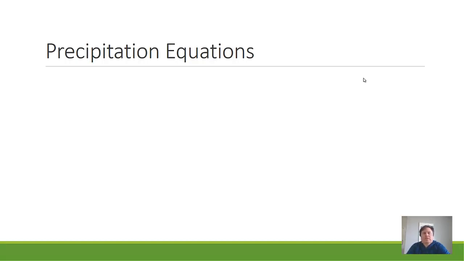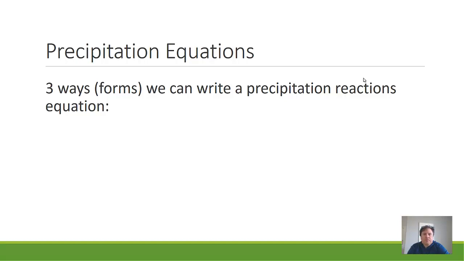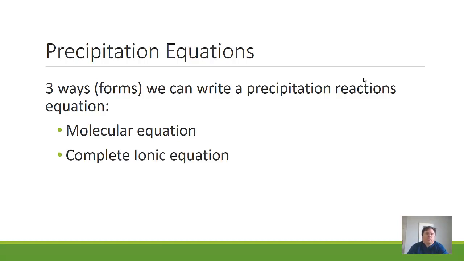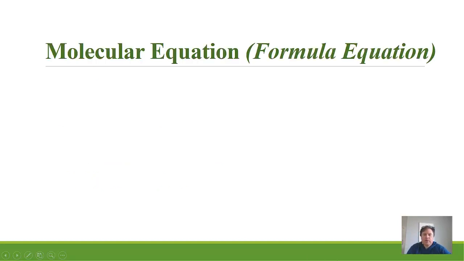All right, so let's talk about ways that we can write equations for this. Now that we know what's actually going on in these precipitation reactions, we can get a little more detail. There are three ways that we can write them. The first one is the molecular equation. That's what we've been doing so far. That's nothing new. And then the other two are our new ones. We have the complete ionic and the net ionic equation. Both of these give us a little more information about what's going on in chemical reactions. So let's go ahead and look at all three of these really quick.